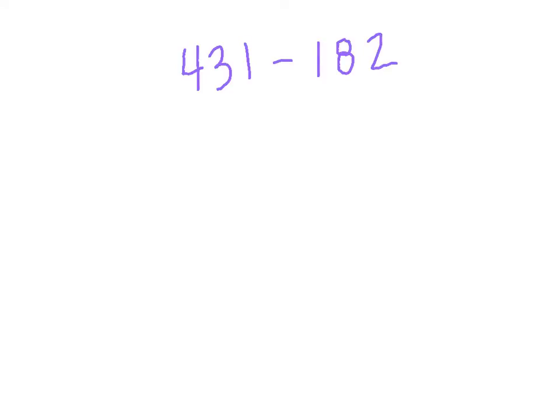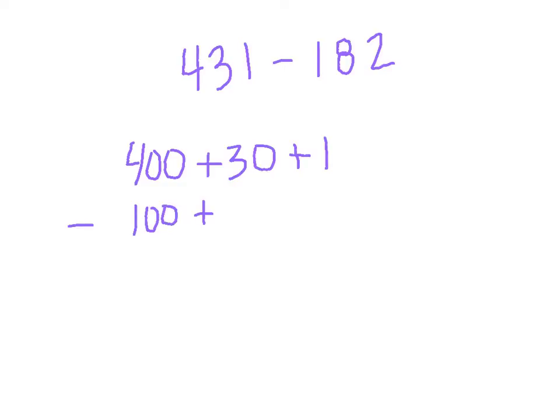All right. So again, we're just going to stretch that number out. So 400 plus 30 plus 1 would represent that number. And then we're going to subtract 100 plus 80 plus 2. Now, right off the bat, I see that I can't subtract 2 from 1. Right, exactly. You don't have enough in that ones place.